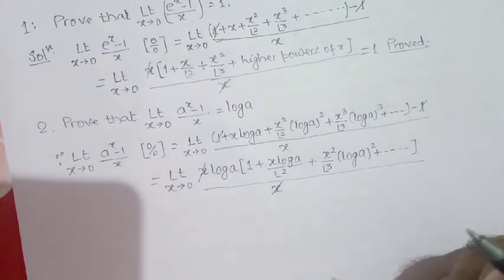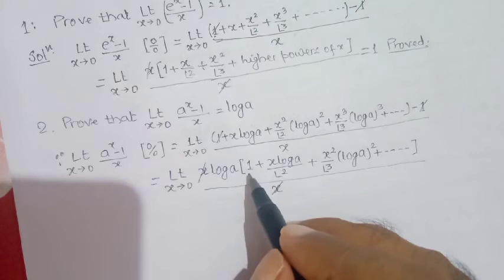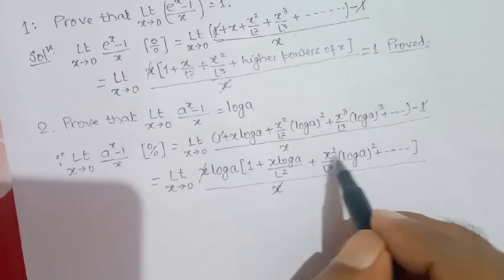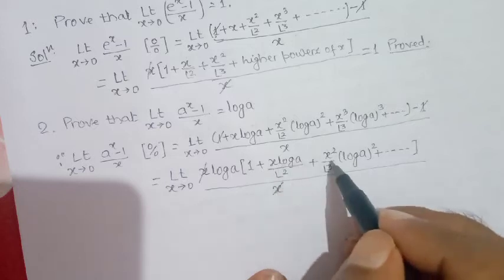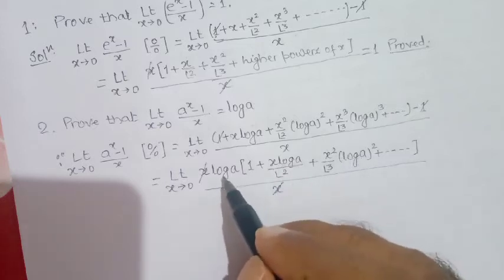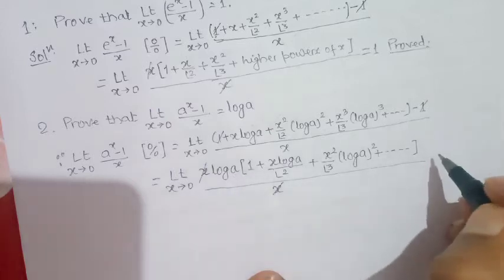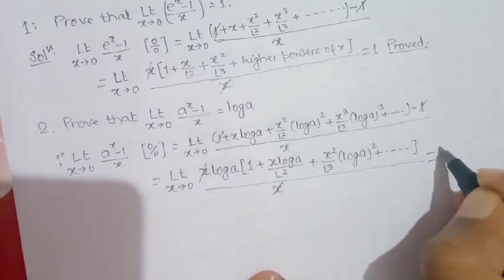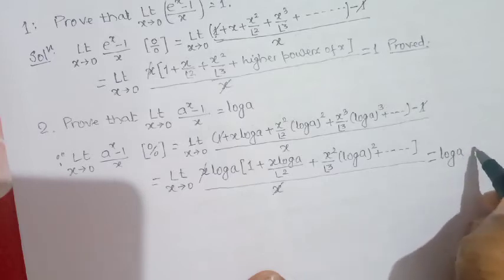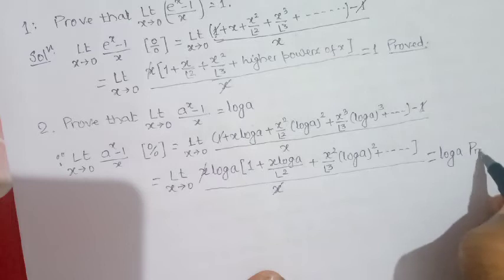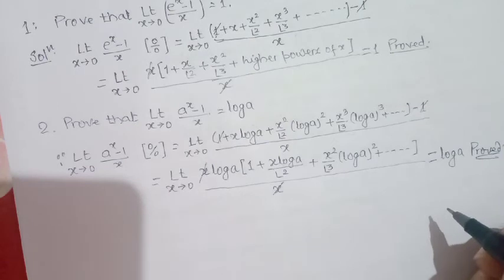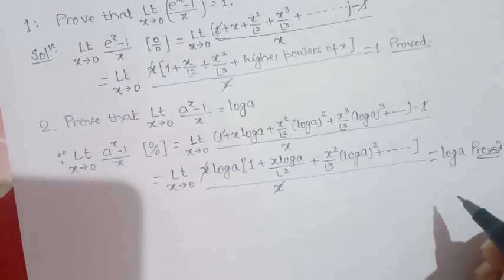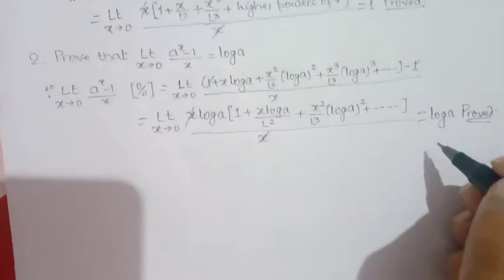Now apply the limit. The first term is 1, and the remaining terms will be 0 due to multiplication by this x. 0 into log a by factorial 2 is 0. Similarly, this term becomes 0. How much is left? Log a into 1, which is log a, which is your result. So log a is proved. In this way, we solve the problems from limits. Now write down another problem.